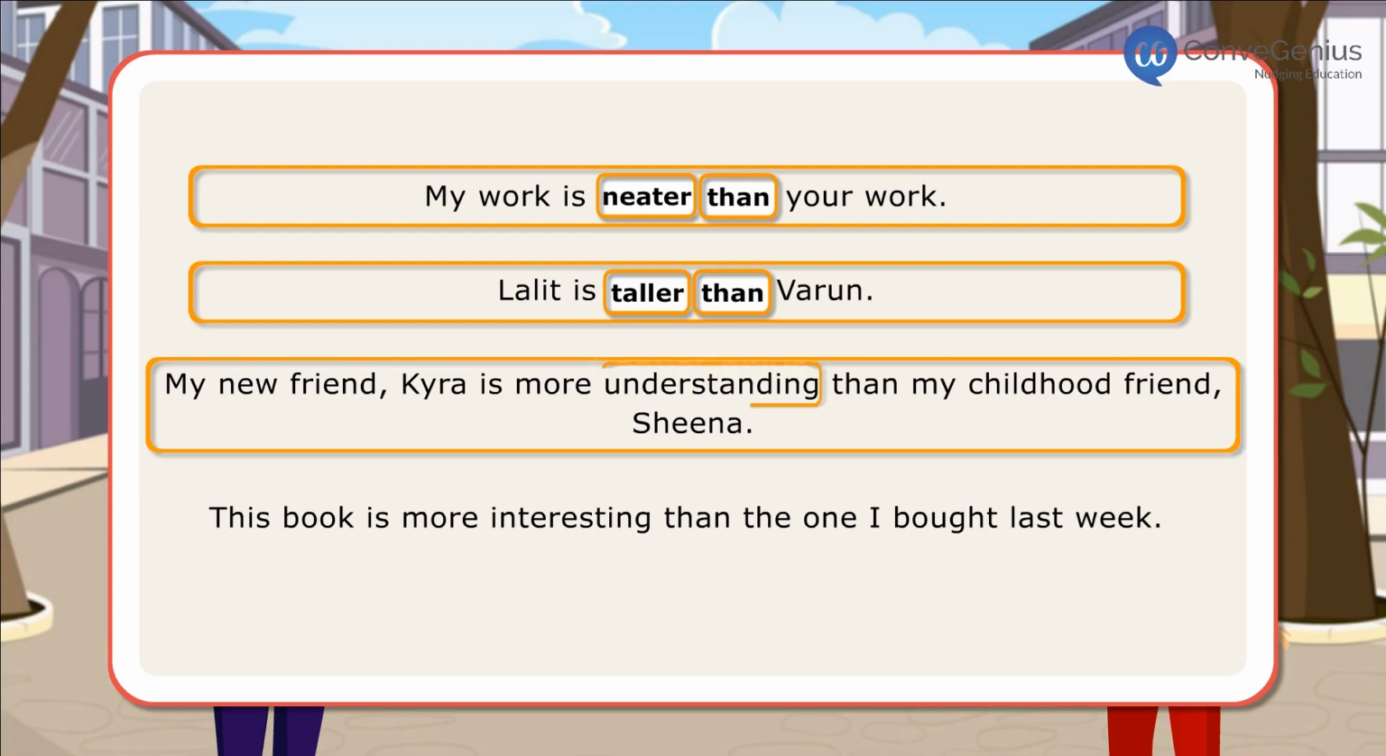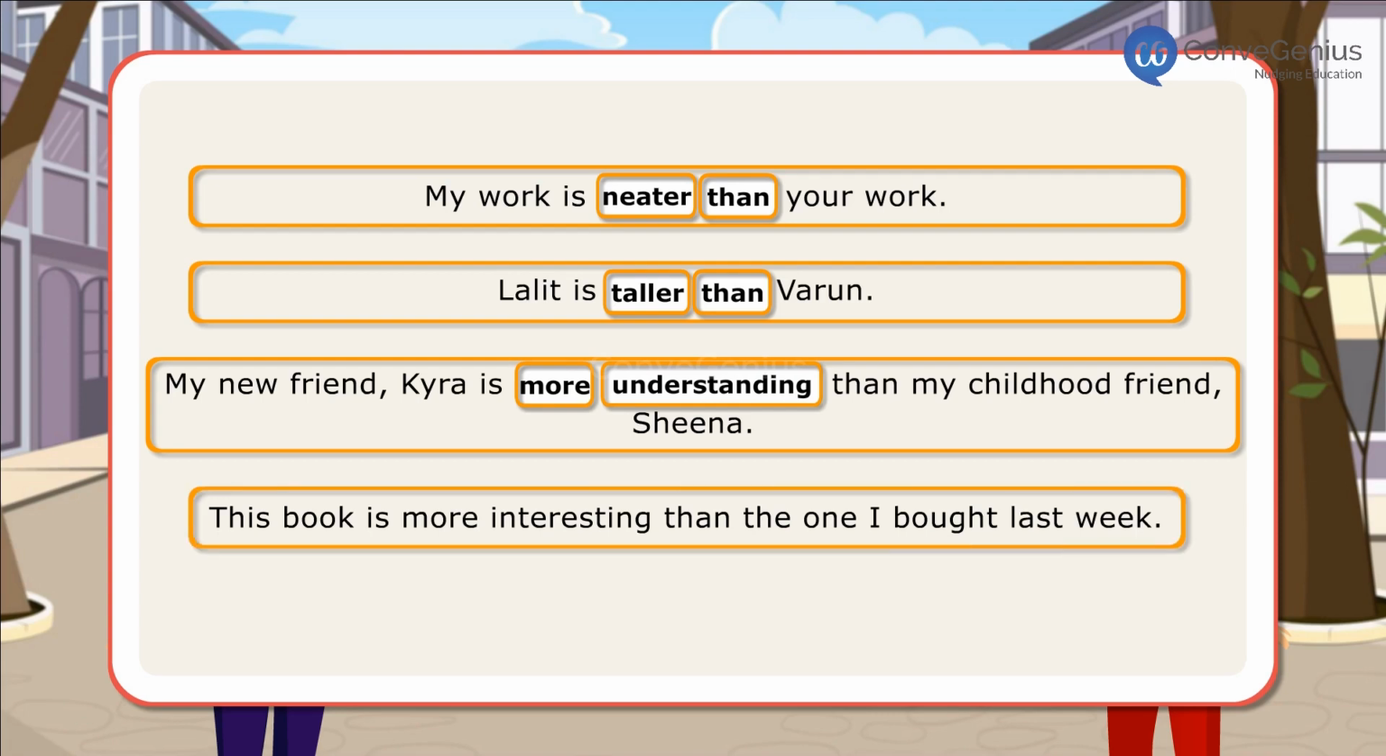In the third sentence, understanding has more than one syllable, so more is added before understanding to make the comparative form, since we use more for longer words, that is words with two syllables or more. In the last sentence, interesting has more added before it to make the comparative form since we use more for longer words, that is words with two syllables or more. Interesting has more than two syllables.